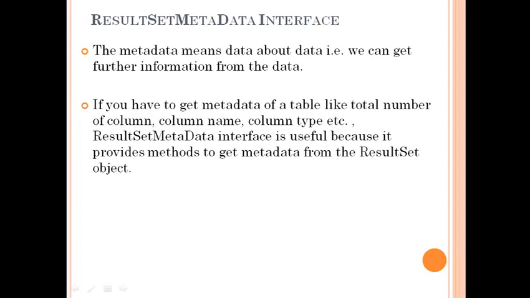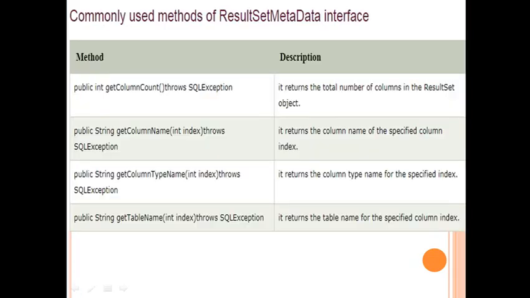It is useful because it provides methods to get metadata from the result set. Like if I want to fetch the total number of columns and the column names, that time we can use the result set metadata. These are the methods we can use: getColumnCount, getColumnName, getColumnType, and getTableName using the result set metadata interface.